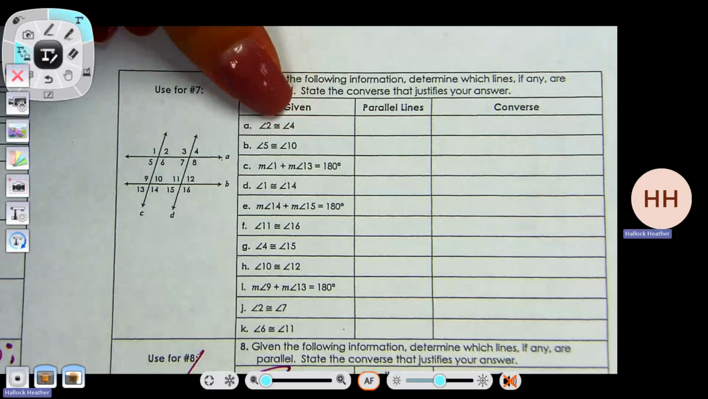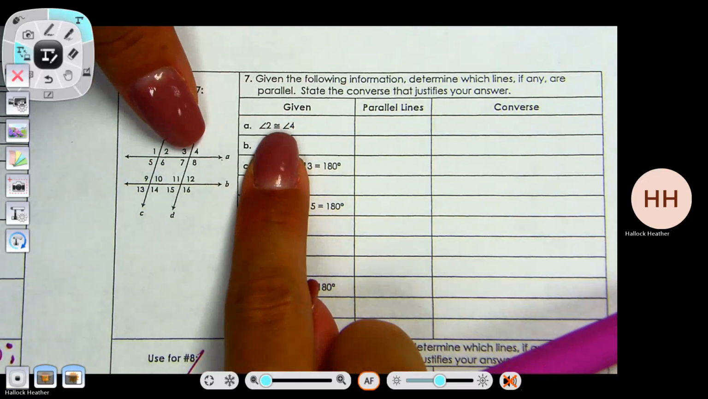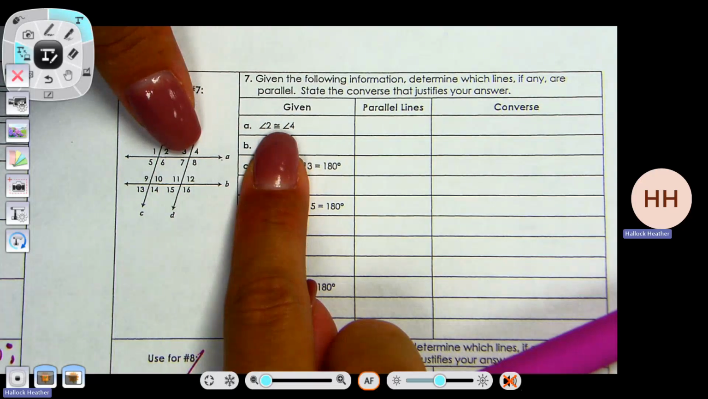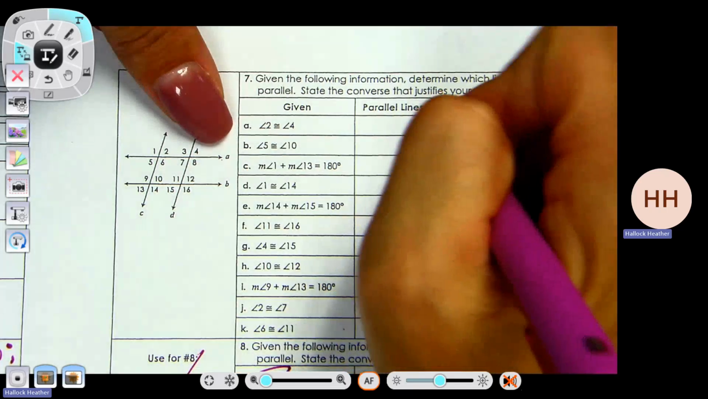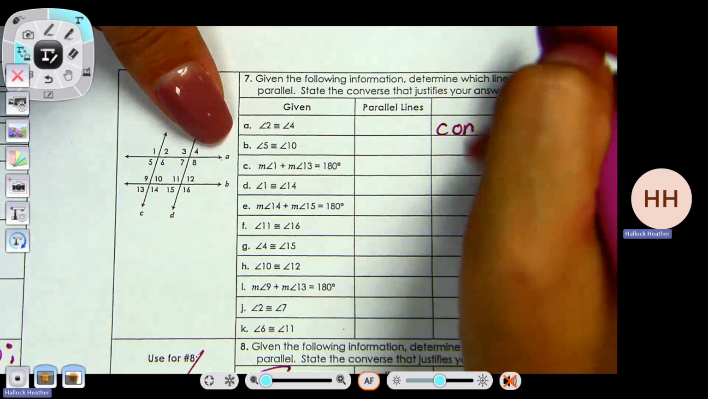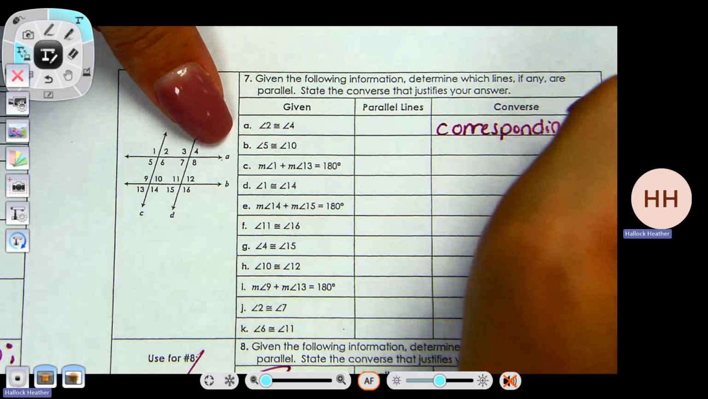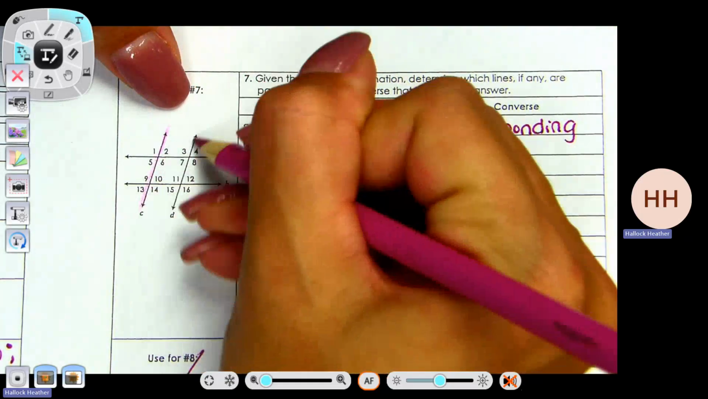So if I know 2, on the same line, they're converse. So hold on. 2 and 4, that's true, they are congruent. What vocab word goes with 2 and 4? They're corresponding. So the converse is corresponding. Okay. We need to determine, do you need to know that C and D are parallel for 2 and 4?